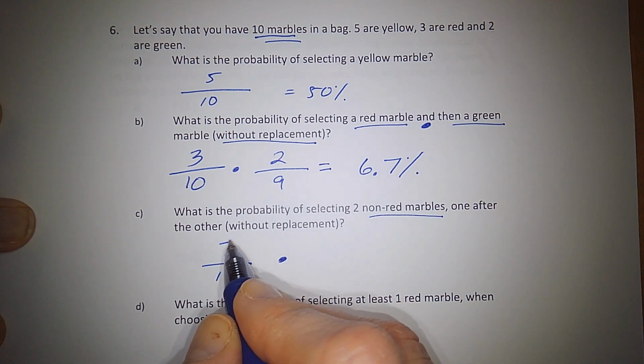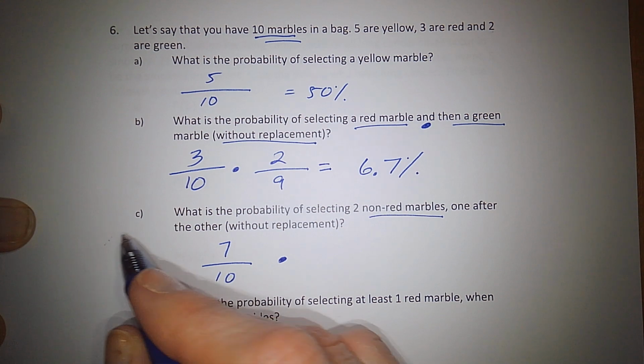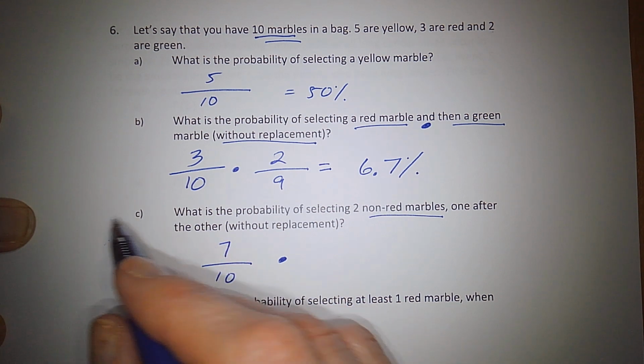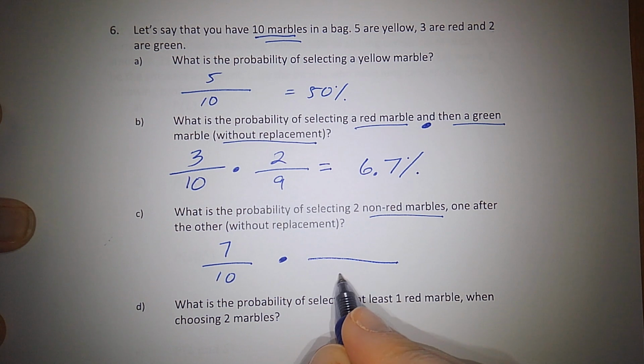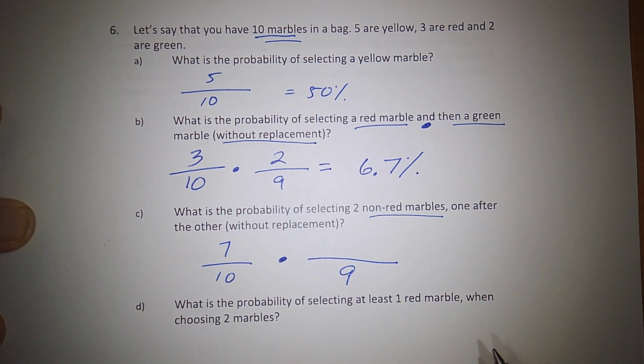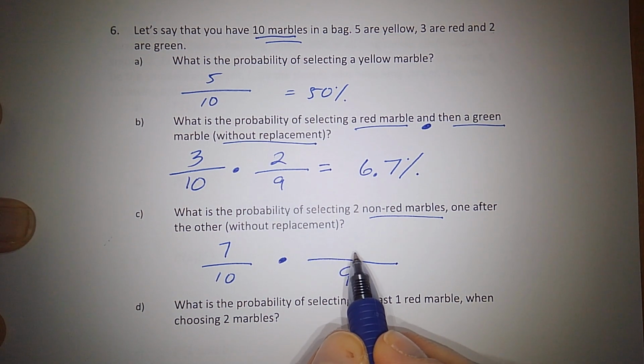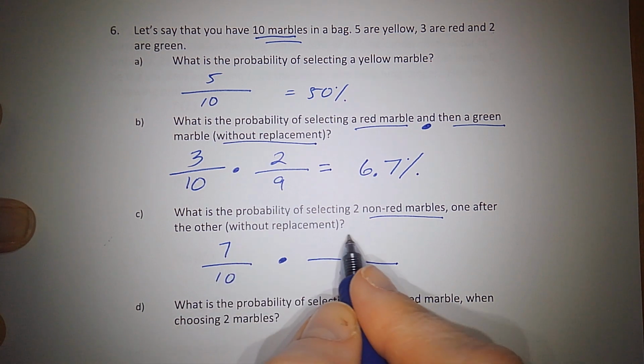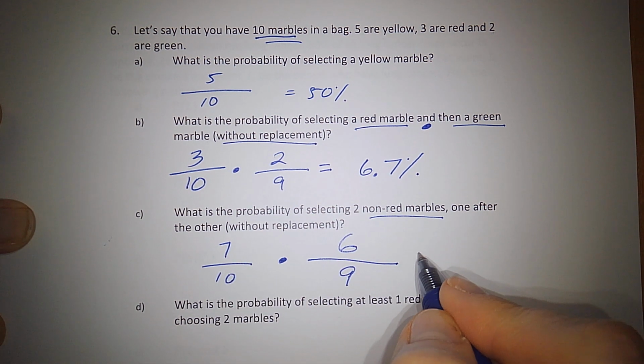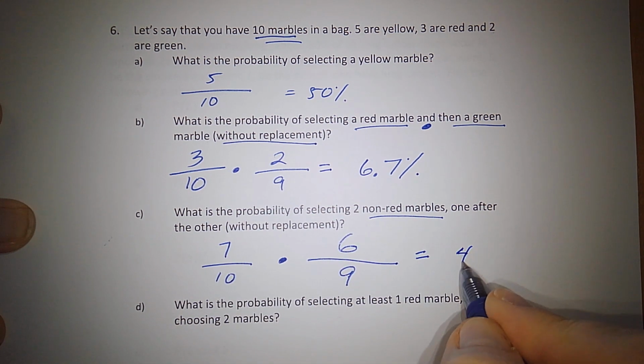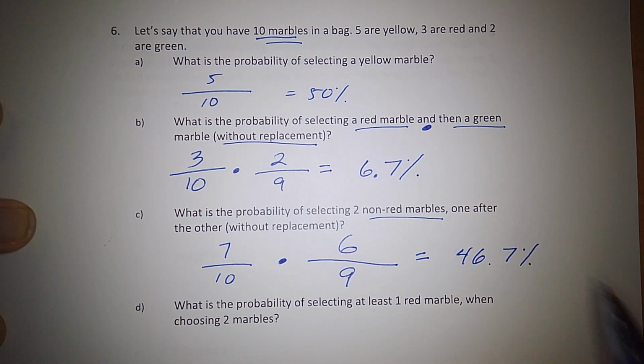Now, we're going to take one of them out, right? Let's say that it was yellow and we take that out of the bag. Now we go back into the bag. Now there's only 9 marbles. How many non-red marbles now are left? Well, since I took one away, I now only have 6. This leaves us a 46.7% chance of picking 2 non-red marbles.